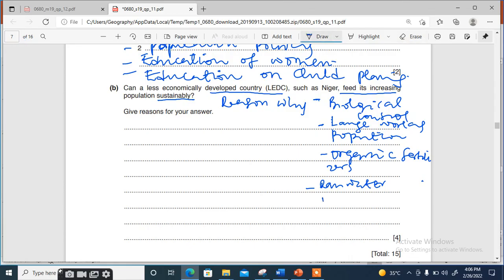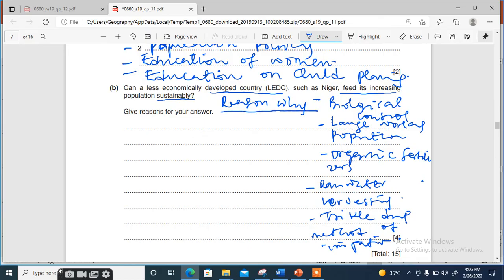Rainwater harvesting. You can also look at things like using the trickle drip method of irrigation. So that's for reasons why it should be sustainable.